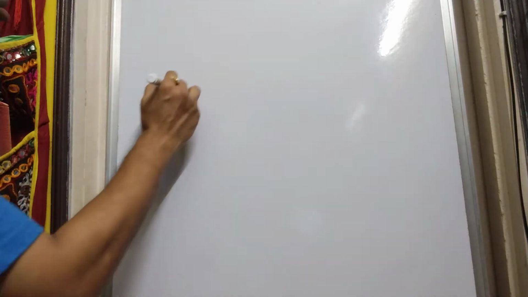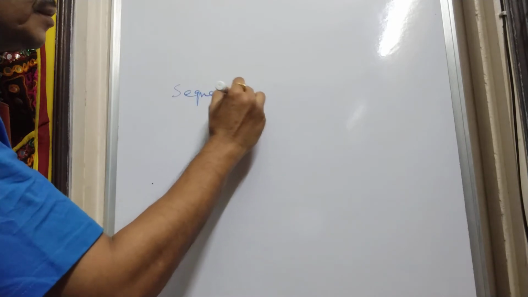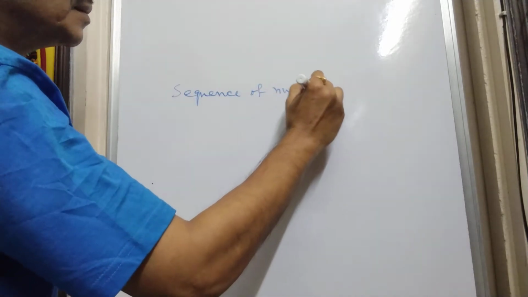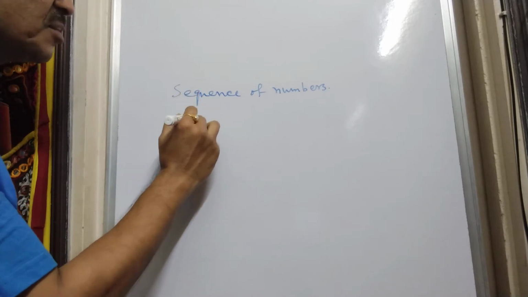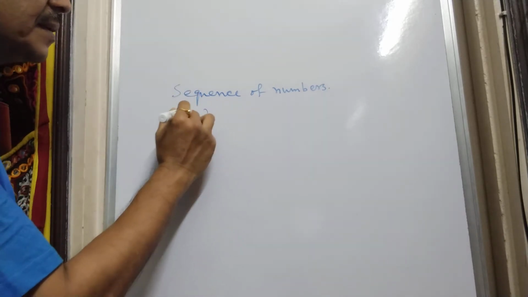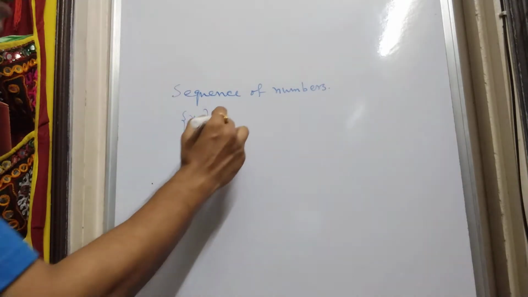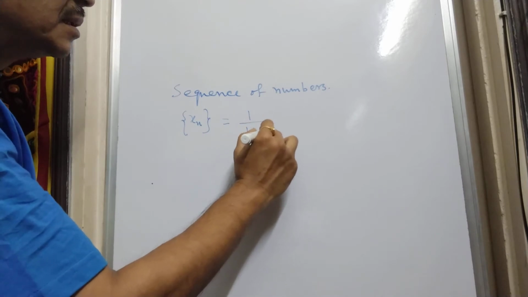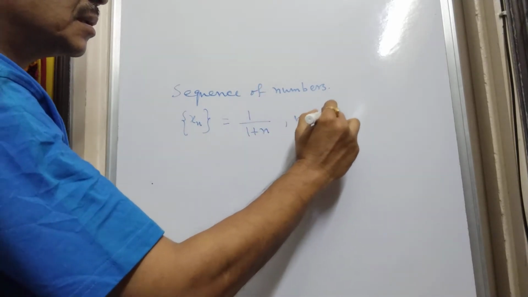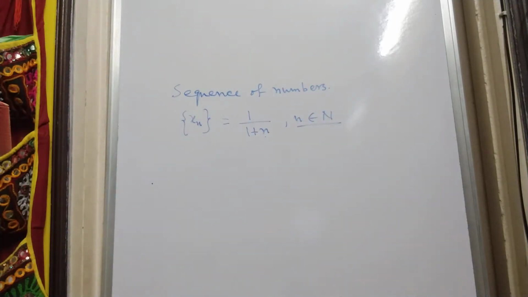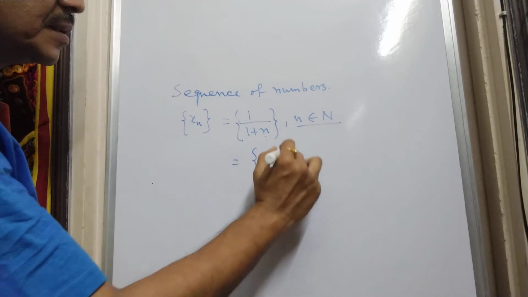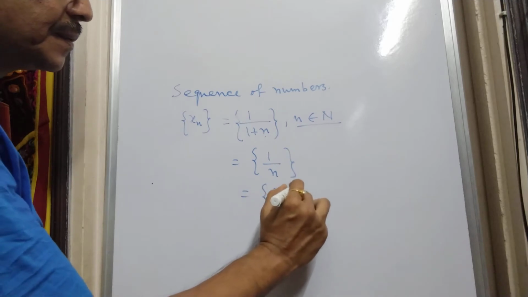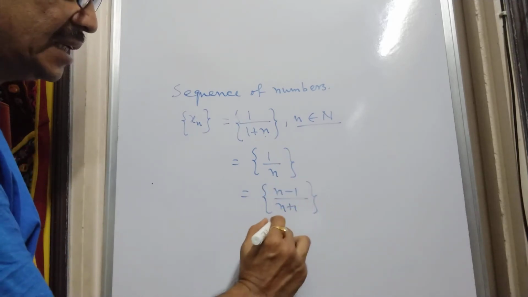Let us discuss sequences of numbers. We define a sequence of numbers xn as any formula like this, where this small n denotes the natural numbers. There may be many more examples, and so on.